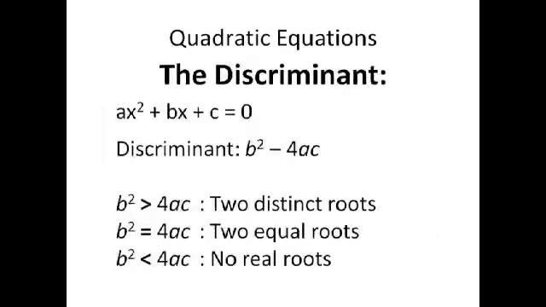When you've got a quadratic equation that takes the form ax squared plus bx plus c equals 0, the discriminant is b squared minus 4ac. And remember earlier I talked about that trick to know if an equation will factorise. If b squared minus 4ac comes to make a square number, then your equation factorises.